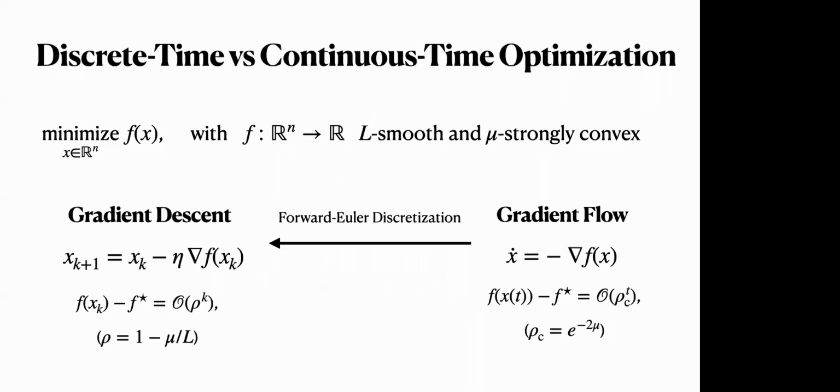And these two methods can be connected quite simply via the so-called forward Euler discretization. As it turns out, many optimization algorithms can be connected with continuous time dynamical systems via discretization. So we're going to focus on continuous time because the hope is that by discretizing, we can gain some insight into the matching optimization algorithm.